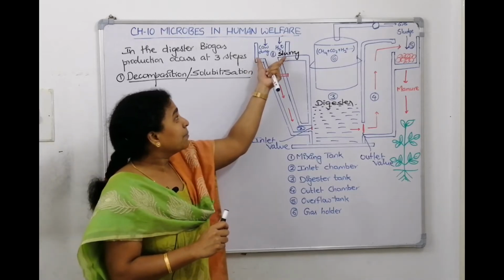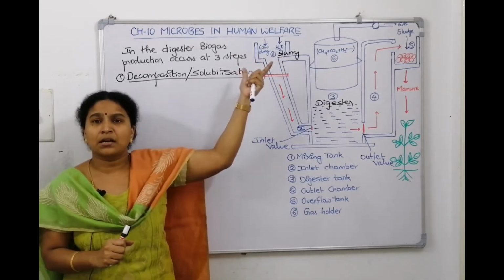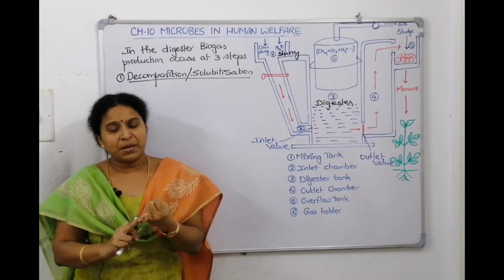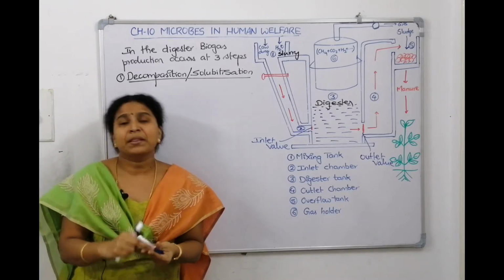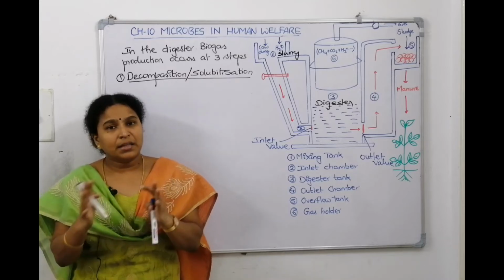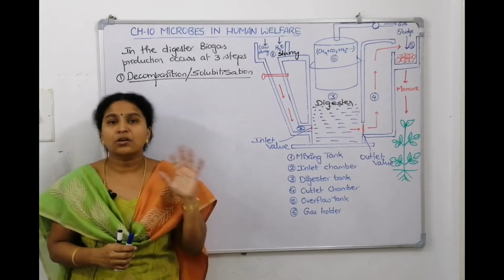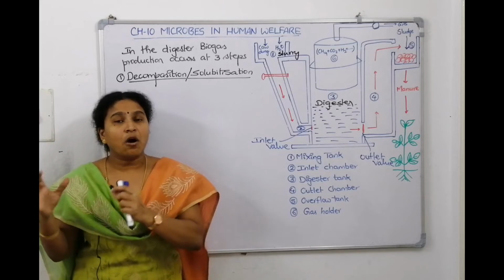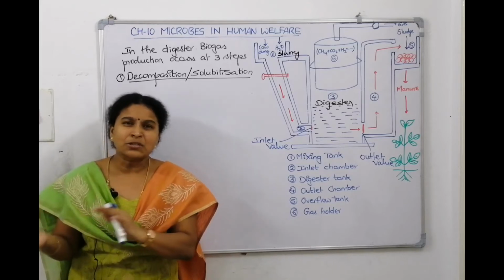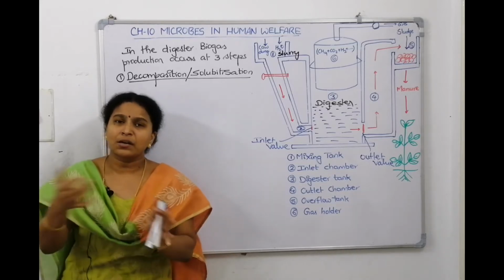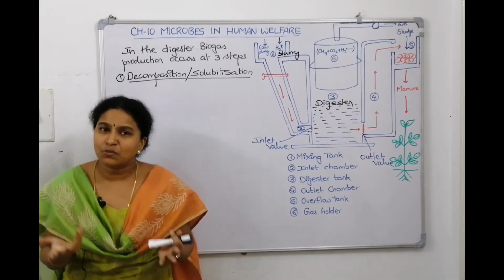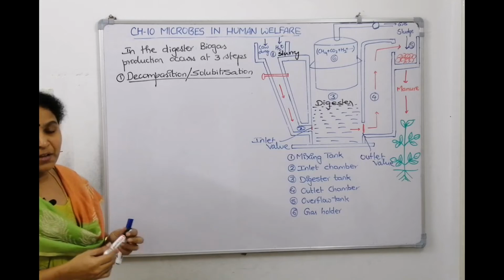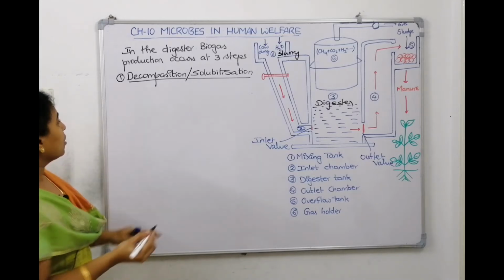What do Pseudomonas and Clostridium do? The organic matter present in this raw material is cellulose, hemicellulose, lignin, lipid and protein. They secrete enzymes to digest the raw materials. They break the complex organic raw materials into simpler forms. That's what is called decomposition. They convert the polymers into monomers. That is what is solubilization. Shall we write down decomposition and solubilization?